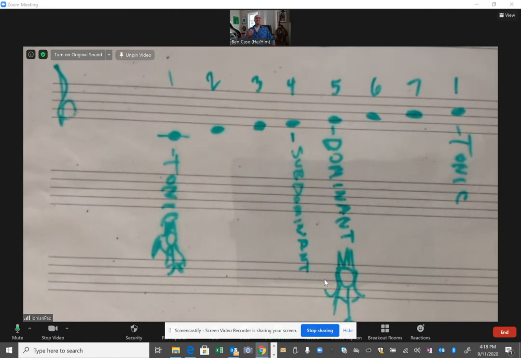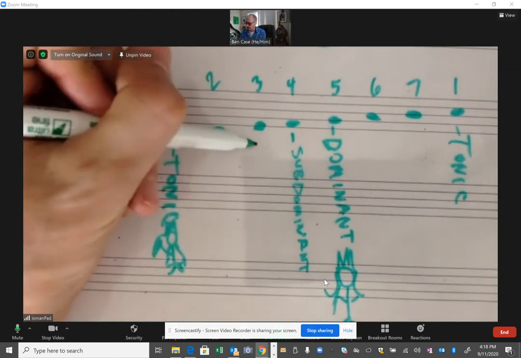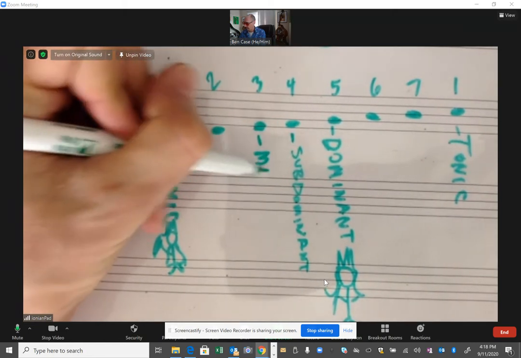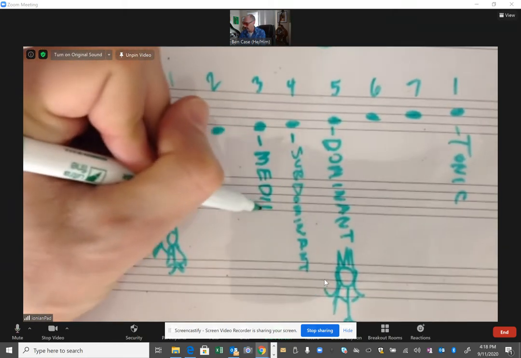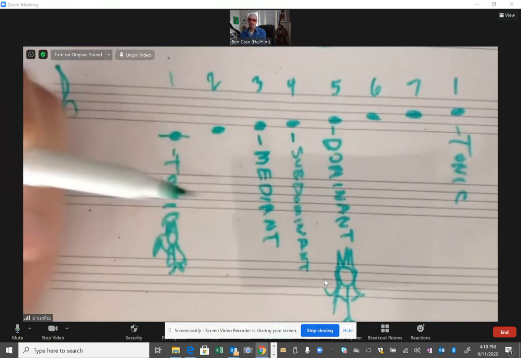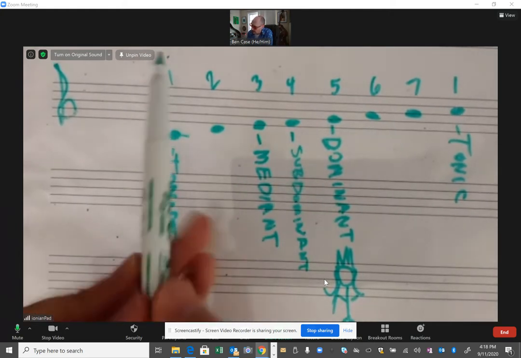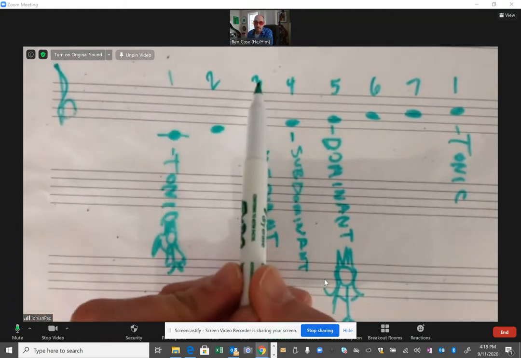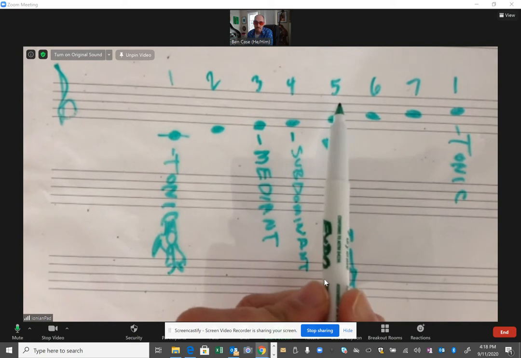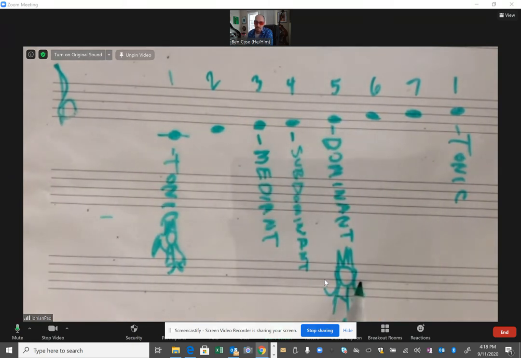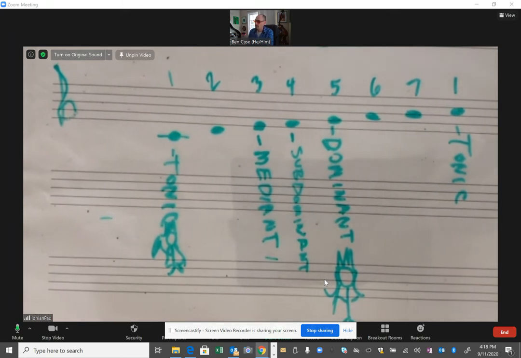Okay, now the next one that is super important is your 3, and 3 is referred to as the mediant. Now we call it the mediant. It almost looks like middle. We call it the mediant because it is right in the middle of 1 and 5, your tonic and your dominant, right? So the mediant is right in the middle. And you're thinking, okay, why is that important? Well, the 3 is super important because when you're thinking about chords, is that major or minor?